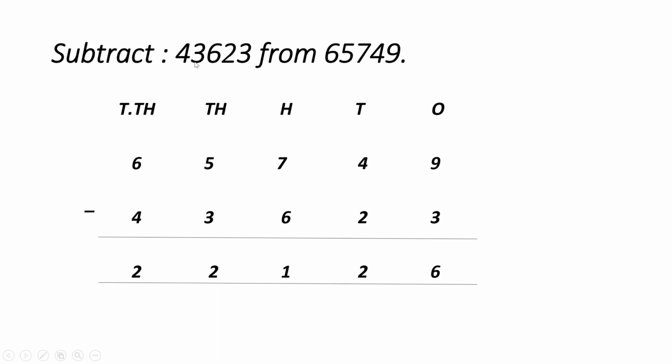We have to subtract 43,623 from 65,749. Here also children, in the same way we'll start subtracting from the ones place. So let's start. 9 minus 3 equals 6. 4 minus 2 equals 2. 7 minus 6 equals 1. 5 minus 3 equals 2. And here 6 minus 4 equals 2.